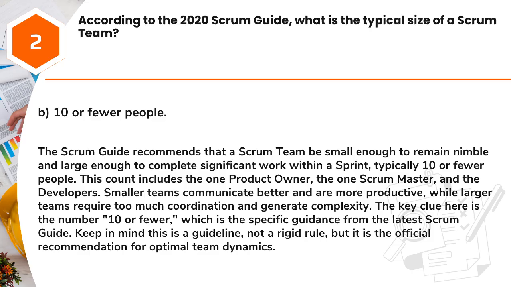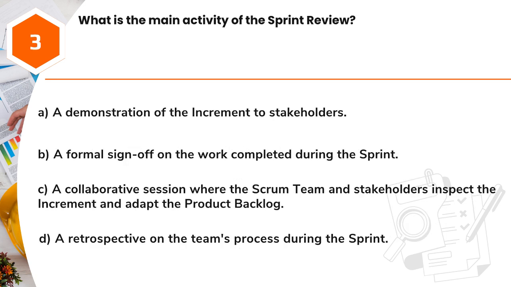The key clue here is the number, 10 or fewer, which is the specific guidance from the latest Scrum Guide. Keep in mind this is a guideline, not a rigid rule, but it is the official recommendation for optimal team dynamics. Question 3. What is the main activity of the sprint review?